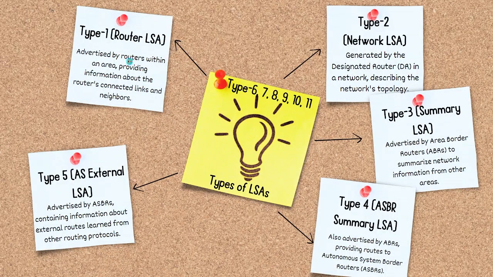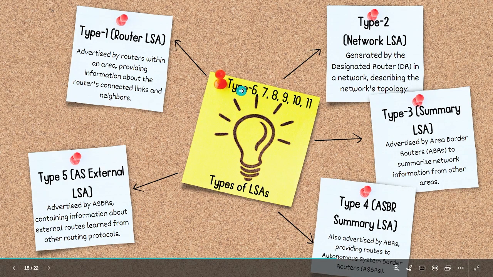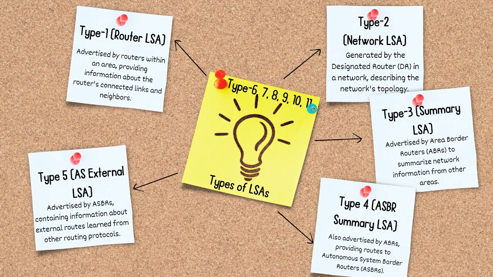So the main types are type 1, 2, 3, 4 and 5. There are other types also like 6, 7, 8, 9, 10 and 11, which include support for, let's say, IPv6, and there are some other special types of LSAs which we don't need to be aware of at this point of time. So let's just look at the basic LSA types.